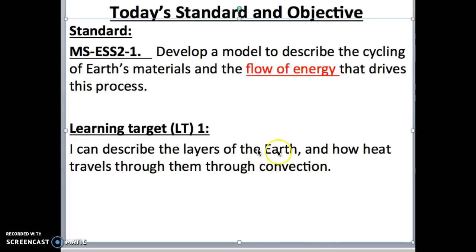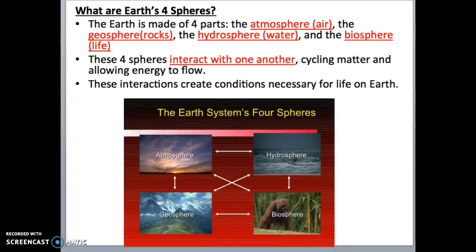So we're going to be looking at what the earth is made out of, as well as this new vocabulary word called convection. So let's get started. First question is, we need to look at how Earth is made out of 4 different spheres. So we have the atmosphere, the geosphere, hydrosphere, and biosphere.